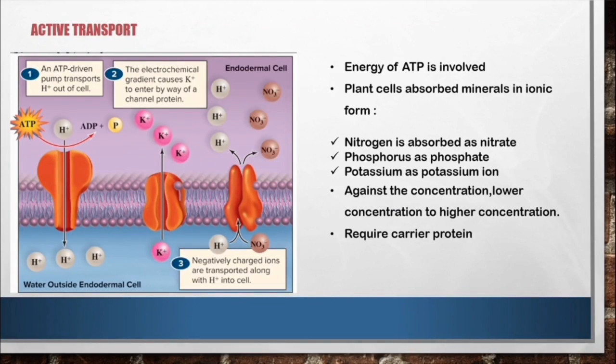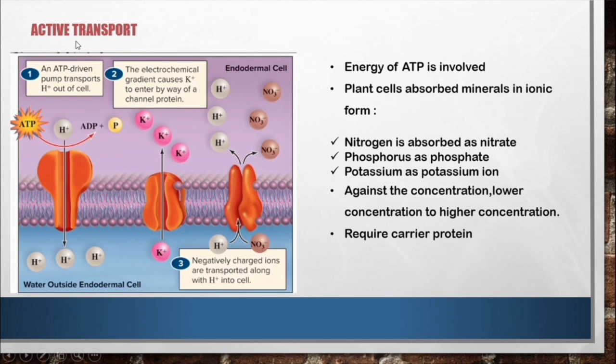Assalamualaikum, my name is Leng Afarifki. Next, I'm going to explain about active transport. This is the diagram of active transport. So we know that plants absorb minerals in ionic form, for example nitrogen as nitrate, phosphorus as phosphate, potassium as potassium ion. Active transport. Active means work has to be done.